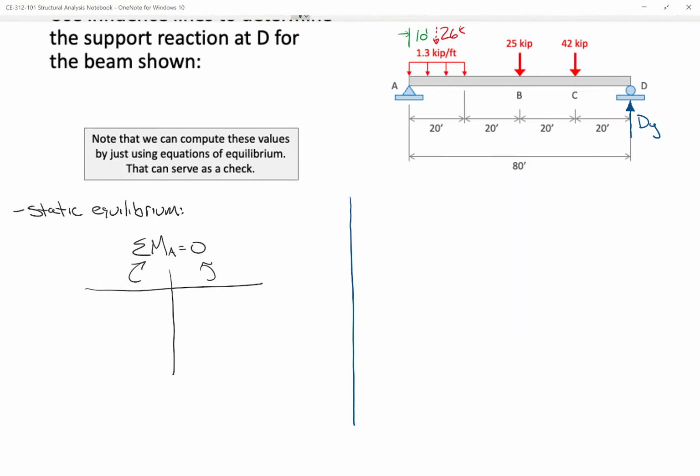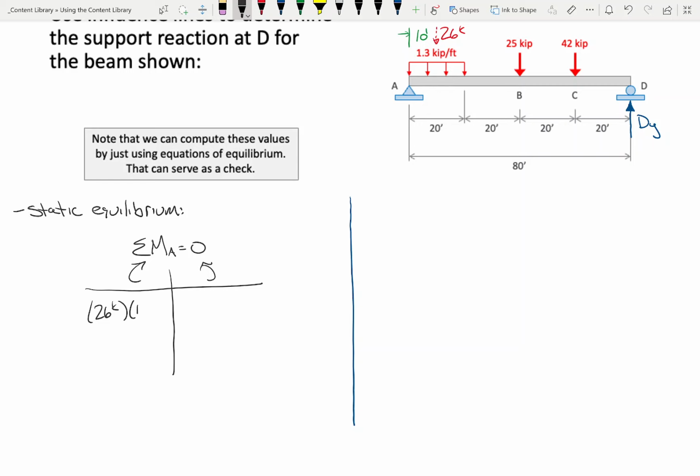So if I were to sum moments at A, I would have 26 times 10, 25 times 20, 42 times 30. Oh, 25 times 40. Yeah, you're right, that's 40, and this is 60. I don't know what I was thinking. Yeah, 40 and 60, then Dy and 80. My coffee hasn't kicked in, I guess.